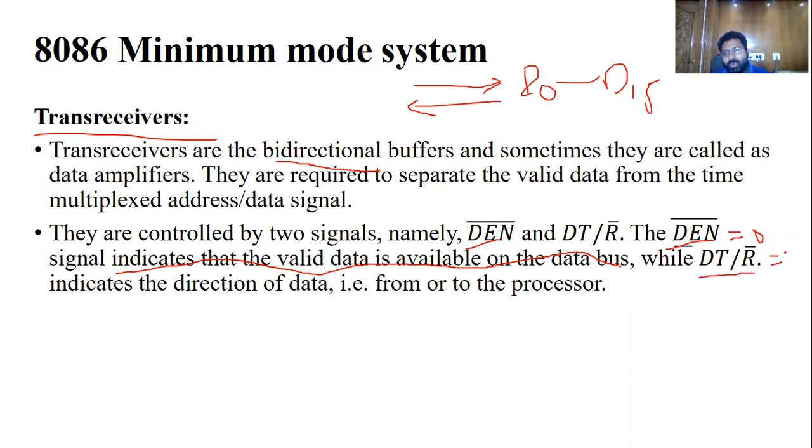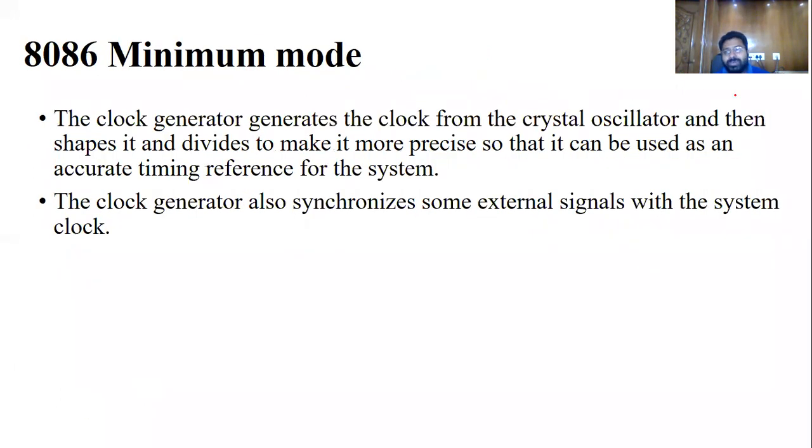If it is equal to 1, data transmit. If it is equal to 0, receive. Transmit means CPU to the memory. Receive means memory to the CPU. So DT/R bar means the direction of the data, from the processor to the memory or memory to the processor. Then you know the clock.